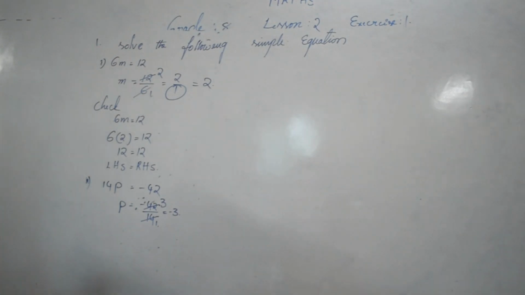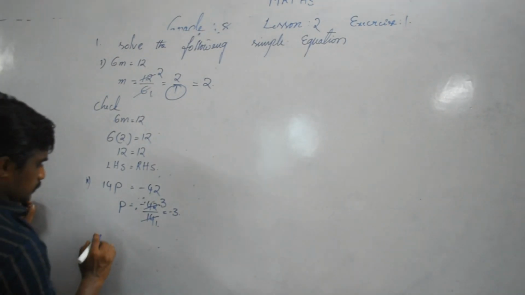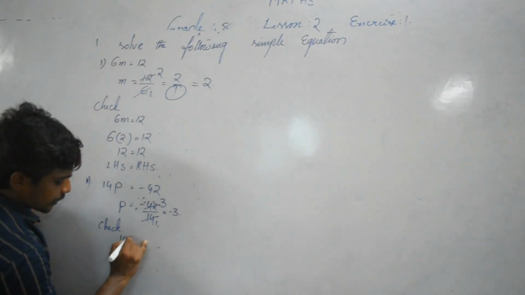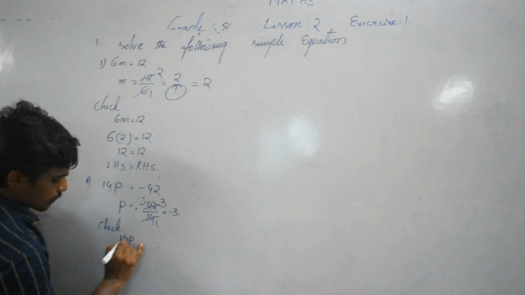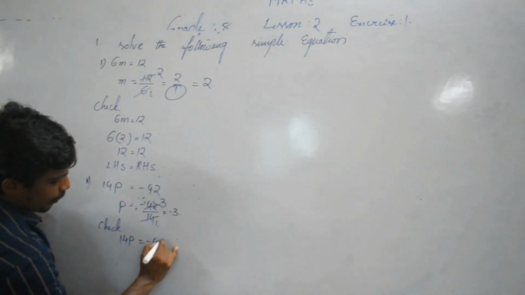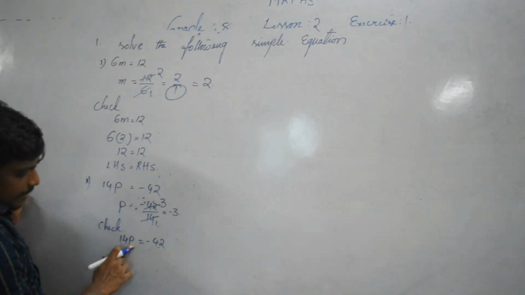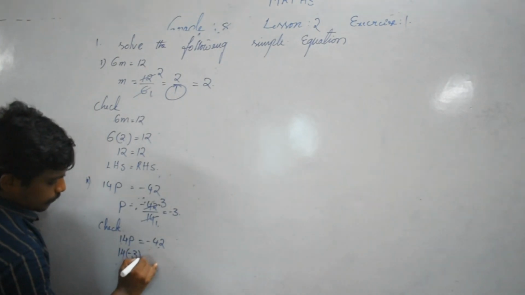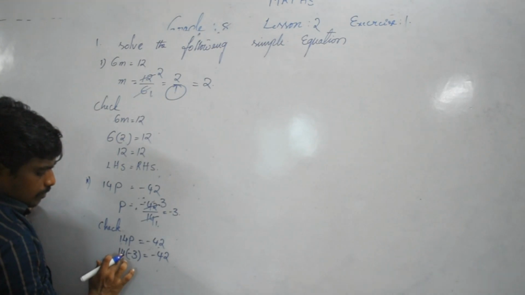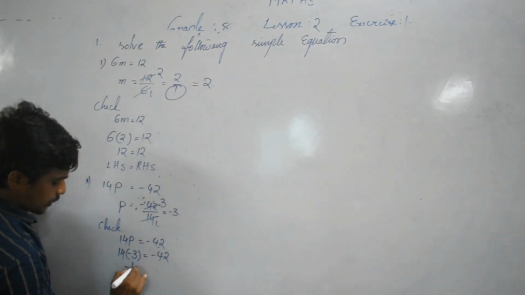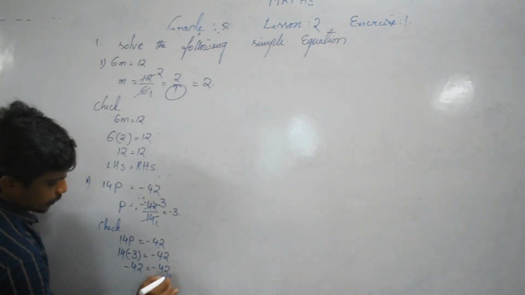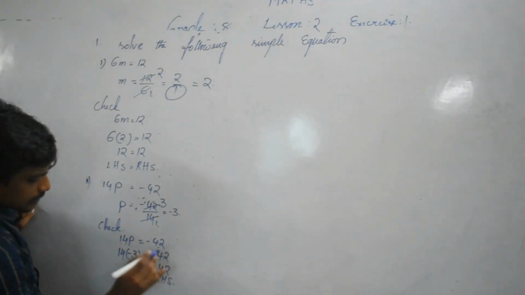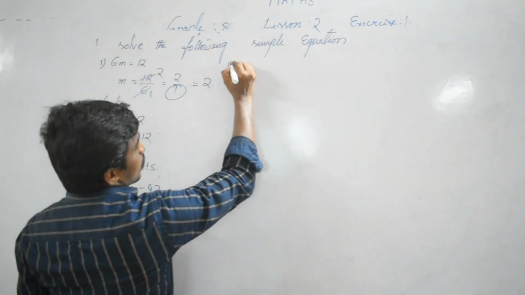Next one, minus 5y. Once you check, 14p is equal to minus 42. So how much is the p value? Minus 3. 14 times minus 3 is minus 42. 14 threes are 42, minus 42. LHS equals RHS. Next one.